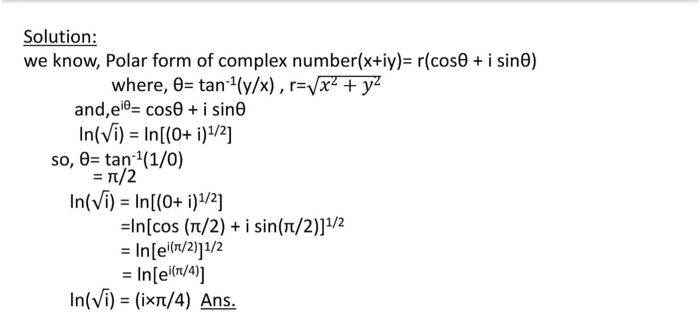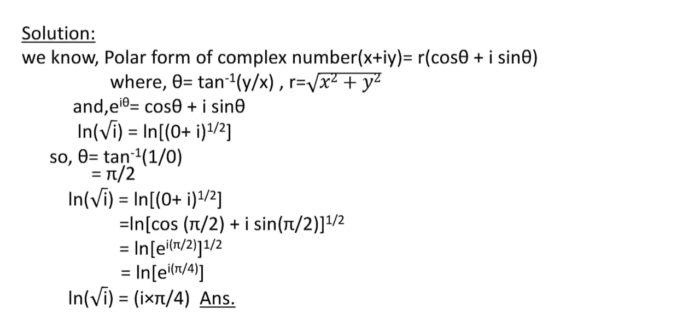If you have watched my previous tutorial, then you have learned how to write the polar form of any complex number. If you have not watched this tutorial, then no problem. The polar form of any complex number x plus iota y is written in the form r times cos theta plus iota sin theta, where r is the modulus of the complex number, equal to square root of x square plus y square, and theta is the argument of the complex number, given by tan inverse y by x, where y is the imaginary part and x is the real part of the complex number.